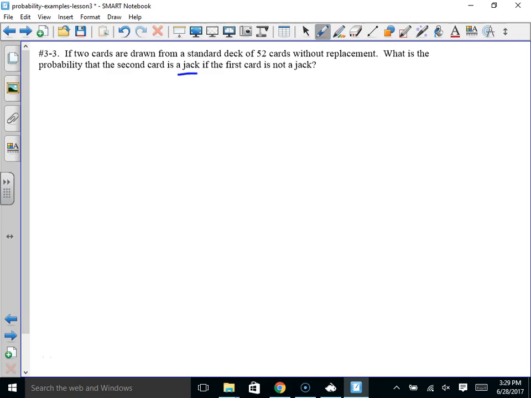So what do we have in the original deck? I'm just going to try thinking out loud here. The original deck has 4 jacks in it, right? The jack of hearts, jack of diamonds, jack of clubs, jack of spades. And then there are 52 minus 4, 48 other cards. 48 cards that are not jacks. So it says, what's the probability that the second card is a jack, given that the first card is not a jack?